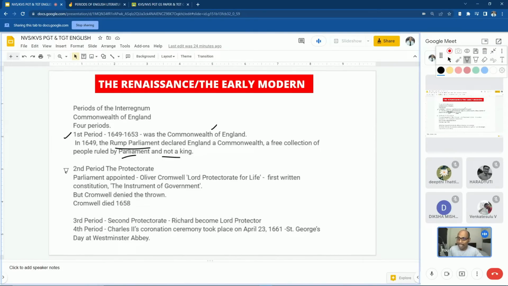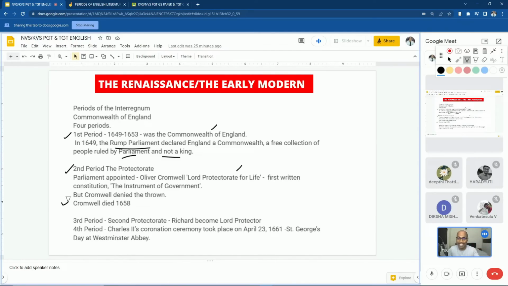After that, in the second period, the Lord Protector came. Parliament appointed Oliver Cromwell as Lord Protector for life. They created the first written constitution, the Instrument of Government, but Cromwell denied the throne. Till Cromwell was there, it was going very well. The parliament, the rules and regulations were well established and everything was under control. But when Cromwell died in 1658, people wanted to gain power and rule the country.